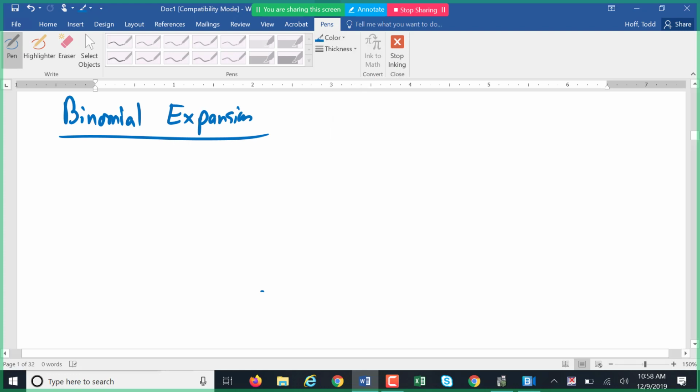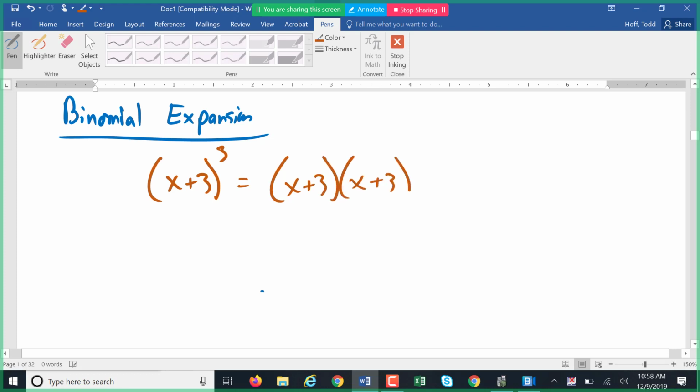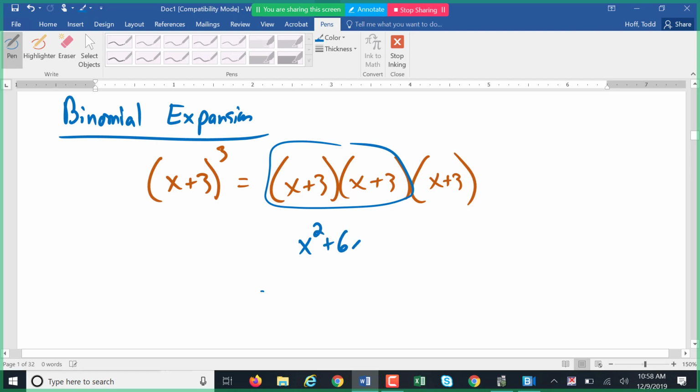We have done problems like this, x plus 3 to the power of 3. And that gets to be quite a bit of work. You have to pair it up, where you do the two of them first. X plus 3 times x plus 3 is x squared plus 6x plus 9. And then you have to multiply by the additional x plus 3.